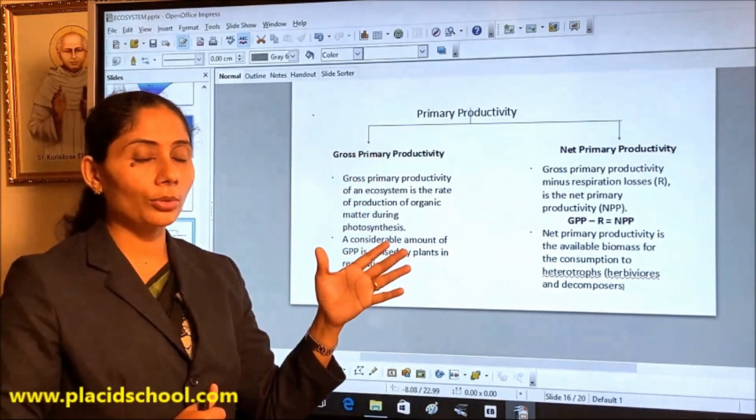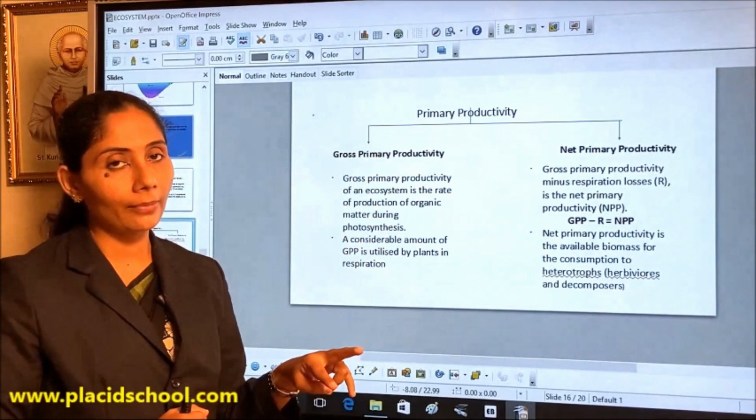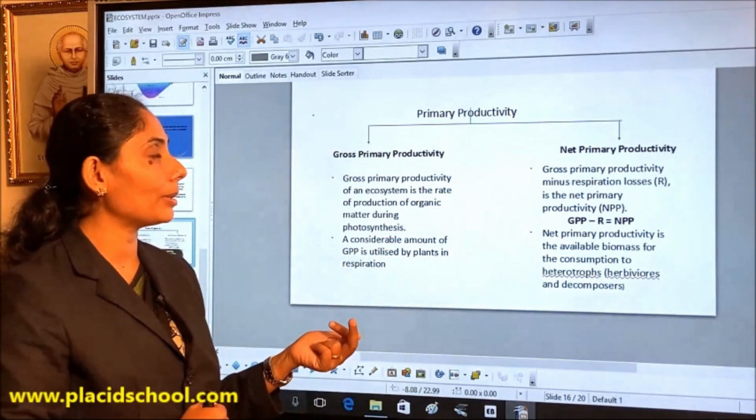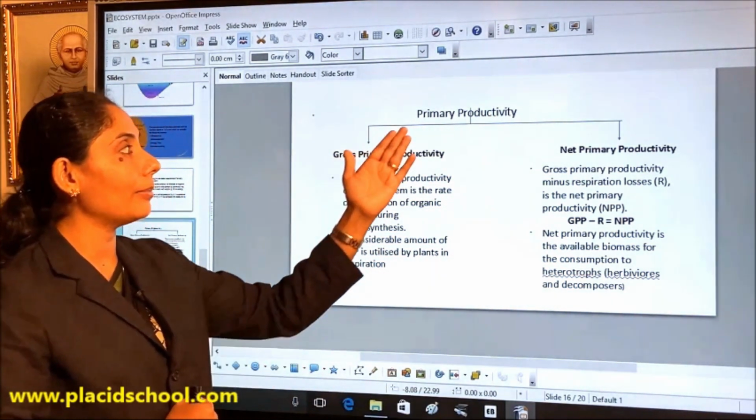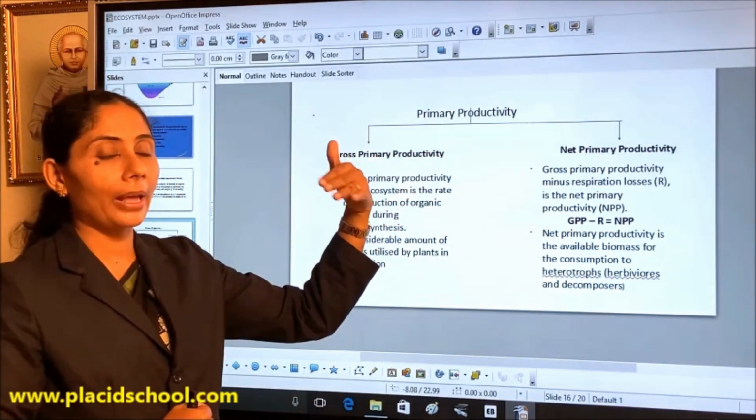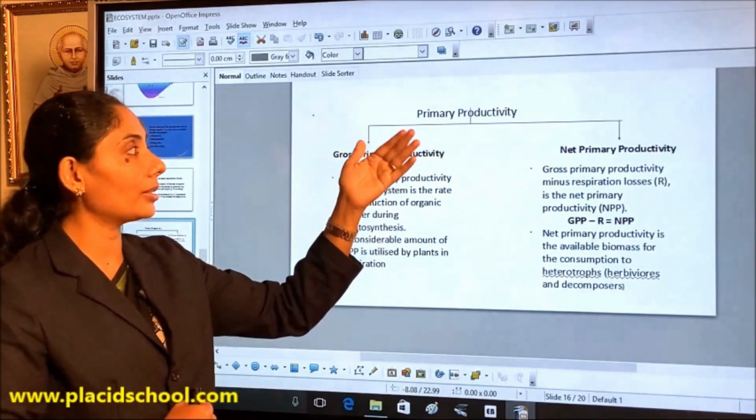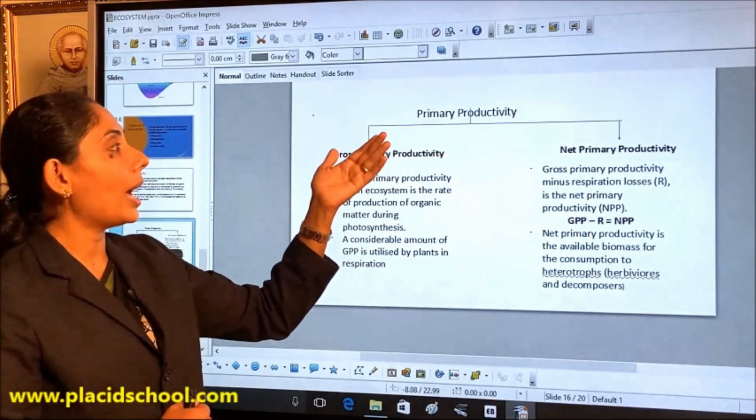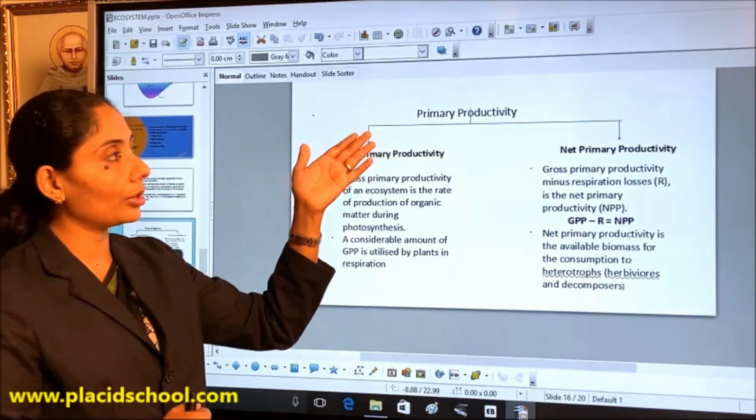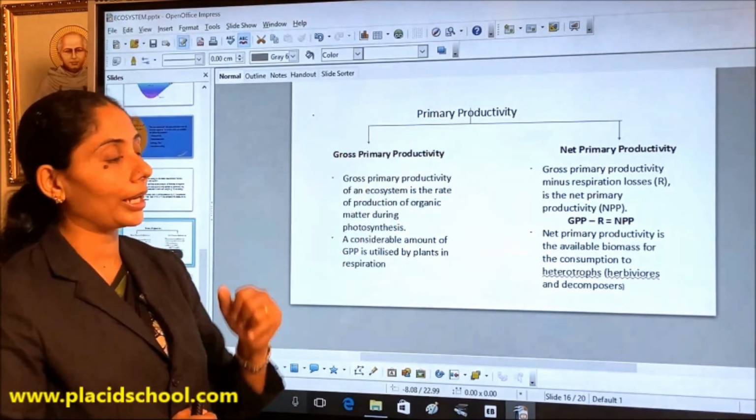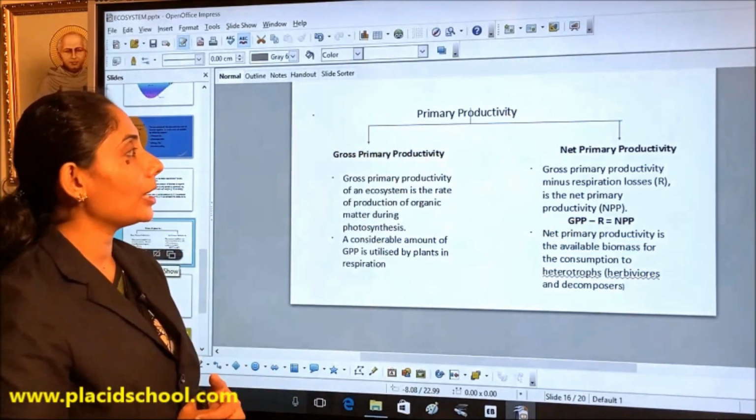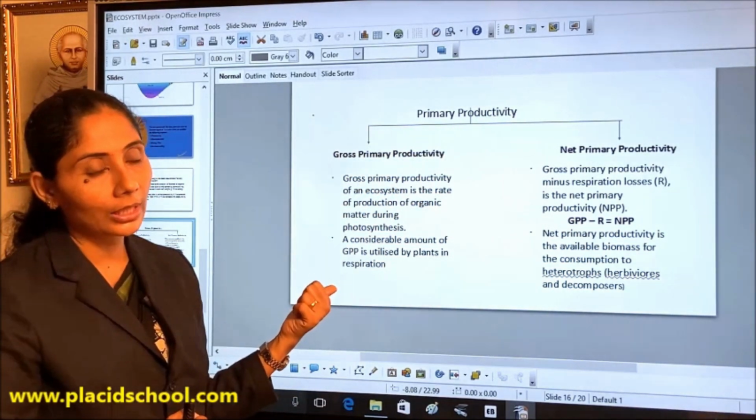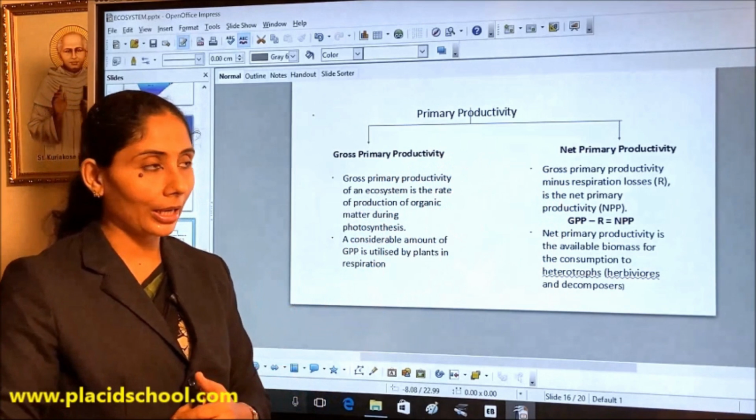As I told you, there are two types of productivity. One is primary productivity and the other one is secondary productivity. I'll talk about secondary productivity later, but let me first talk about primary productivity. The producers are going to prepare the organic matter first, so we call the producers, that is all green plants, the primary producers, involved in primary productivity. This primary productivity is further classified into two types: gross primary productivity and net primary productivity.